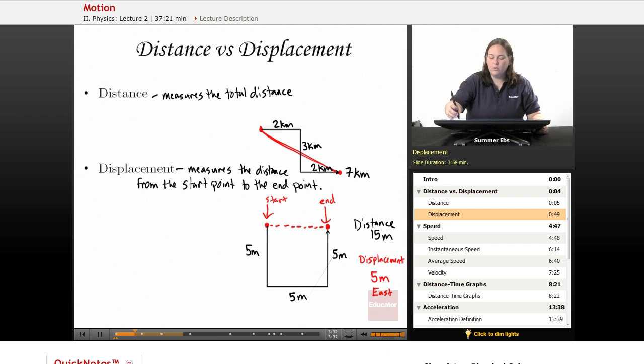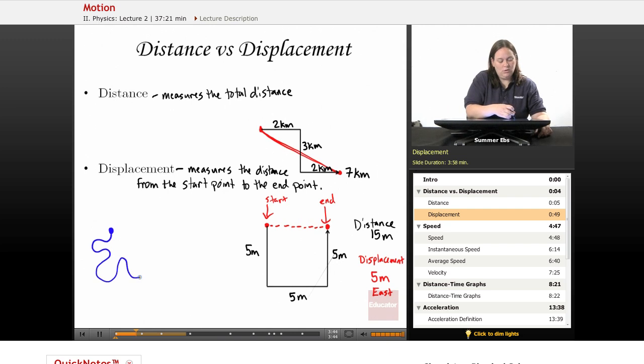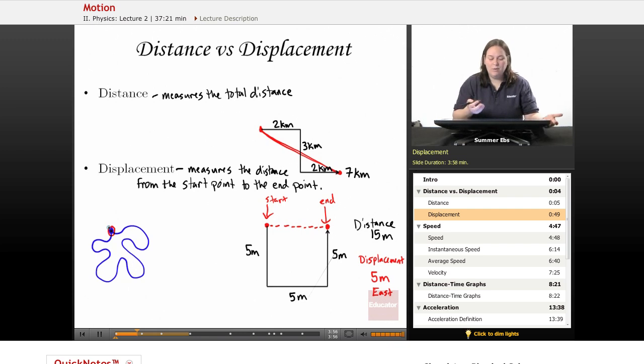Let's try one more. Say this is our start point in blue here, and you leave, you walk around, you drive on this curvy path, and you return back to the same point. Okay, let's say you return back to this same point. So the start point and the end point are the same. Well, the distance is whatever you traveled along this windy road, whatever that distance may be. Maybe the distance is 50 kilometers, a nice long drive.